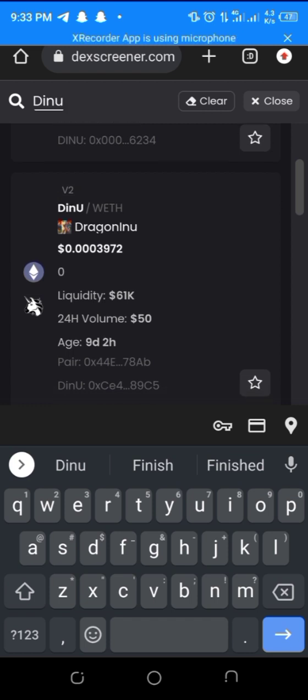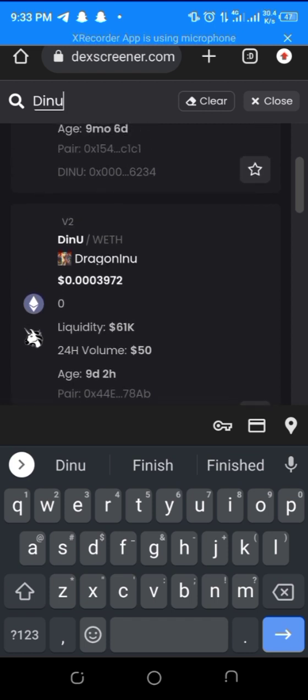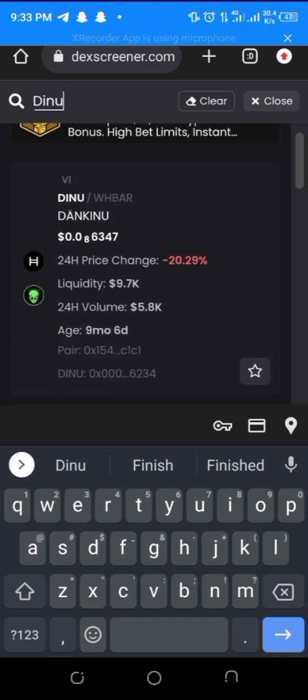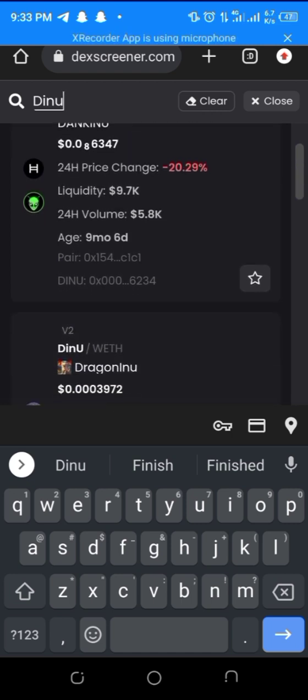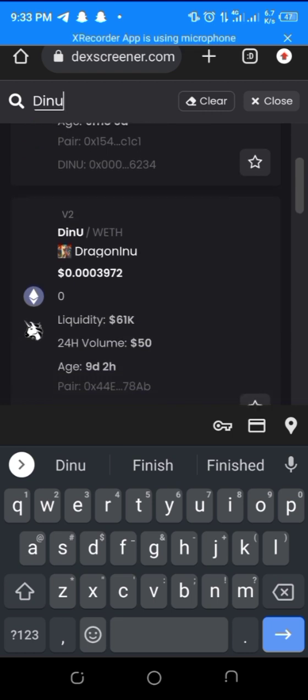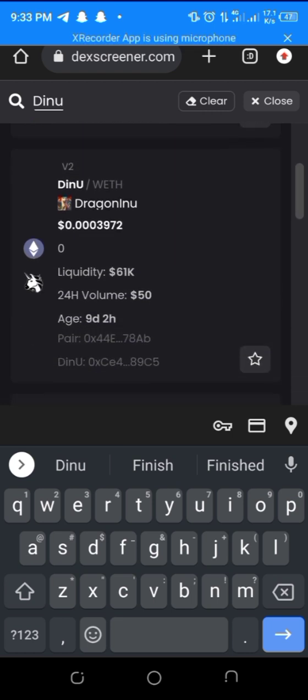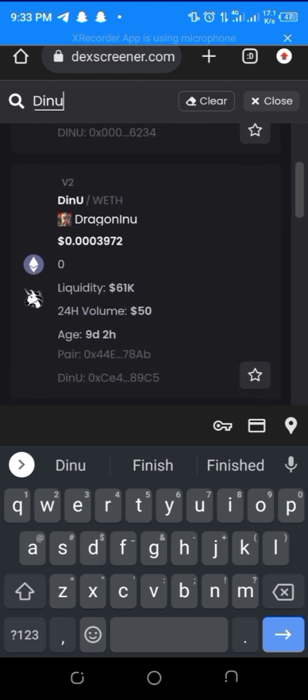It displays it below. Now there is another DINU also on Ethereum. You can see after the first one, which is on Ethereum, this one that has minus 20.29%. The next one, you can see I'm scrolling now, is on the Ethereum blockchain. If you've had any encounter with Ethereum before, you will know that this logo is the logo of Ethereum. So that is how you know the blockchain these coins are on.